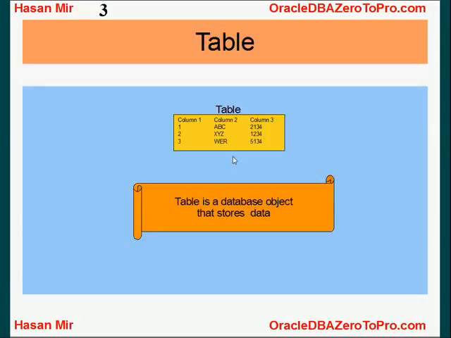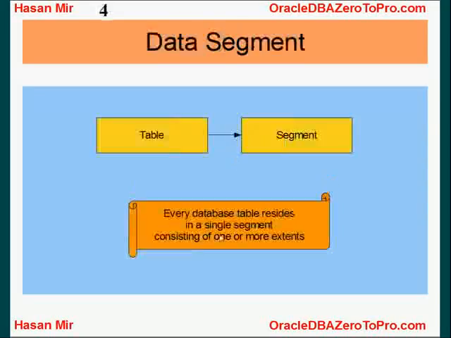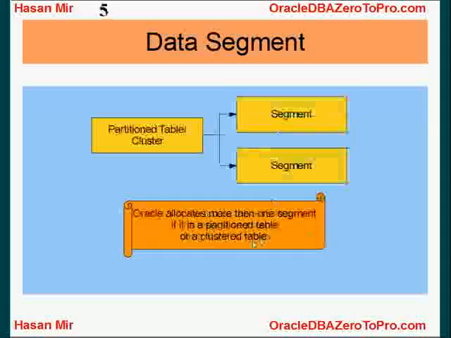When you create a table, it goes in one of the data files, as we already know. So every table that you create in a database resides in a single segment, which consists of one or more extents. However, optionally you can create partitioned tables or clustered tables. If you create a partitioned table, the table will go in more than one segment.